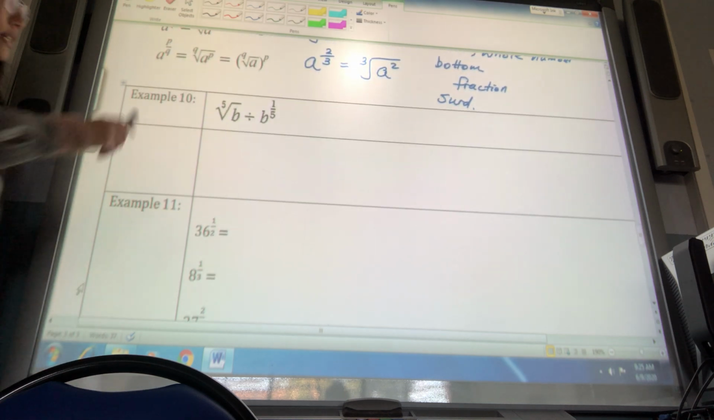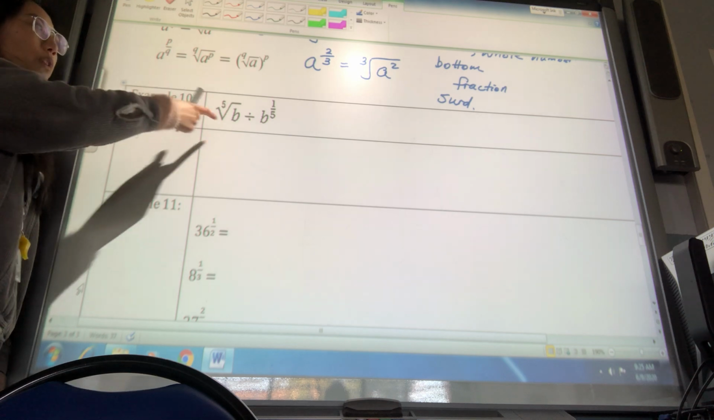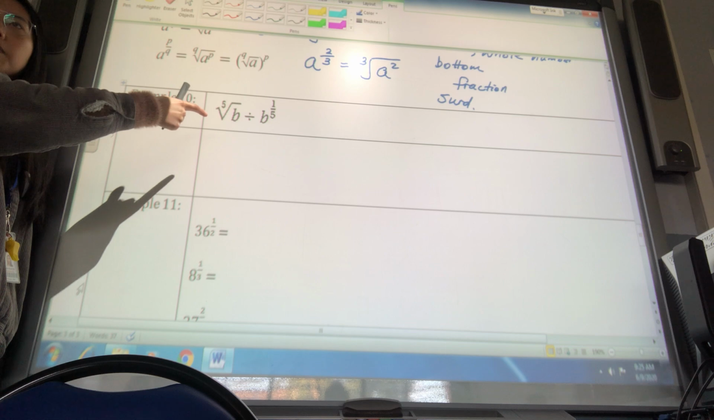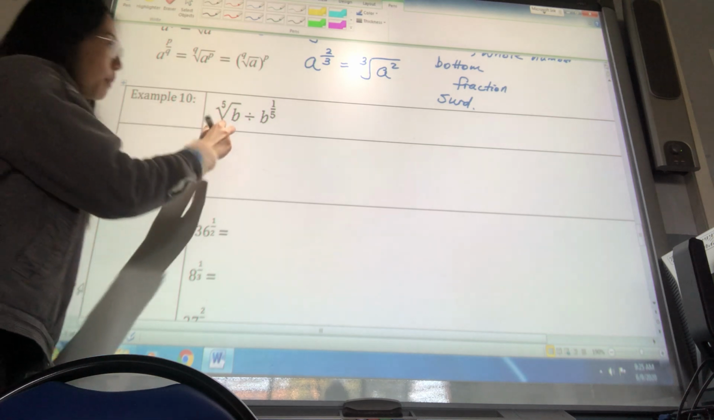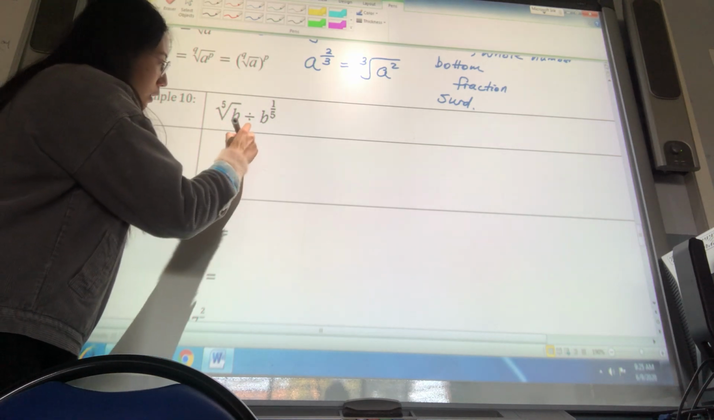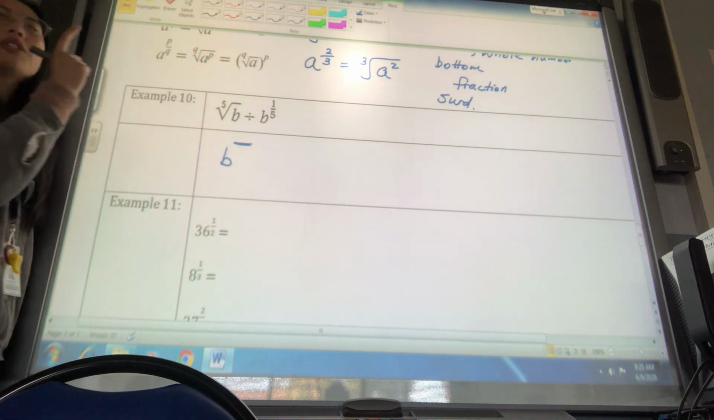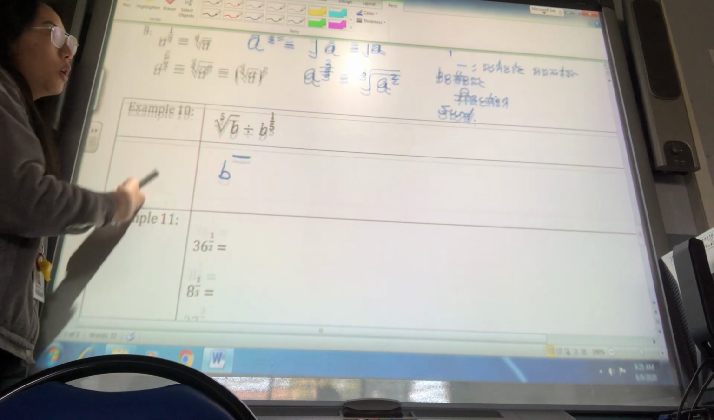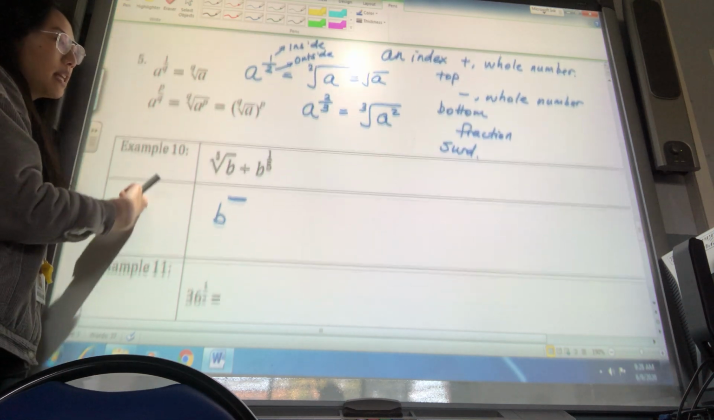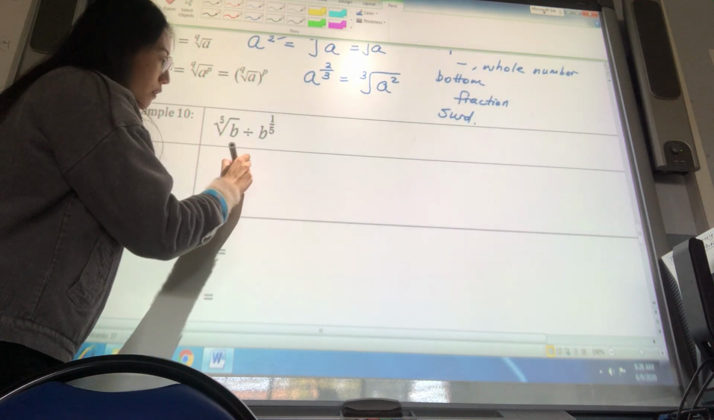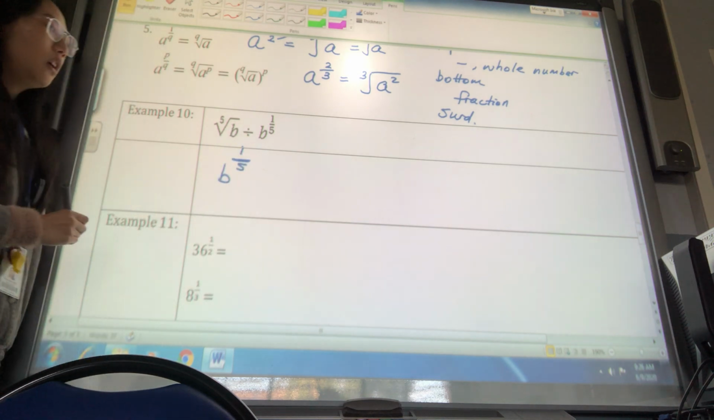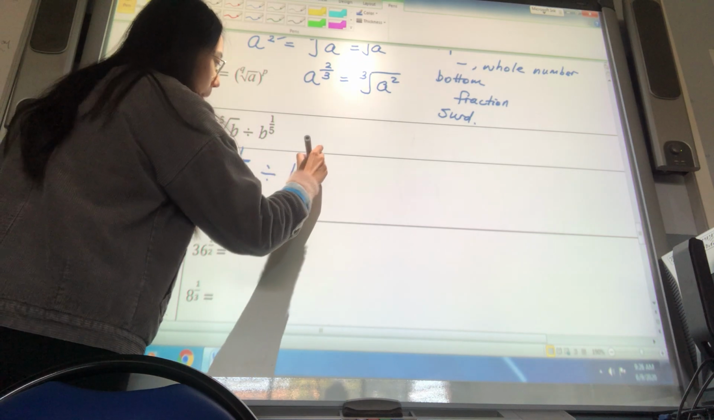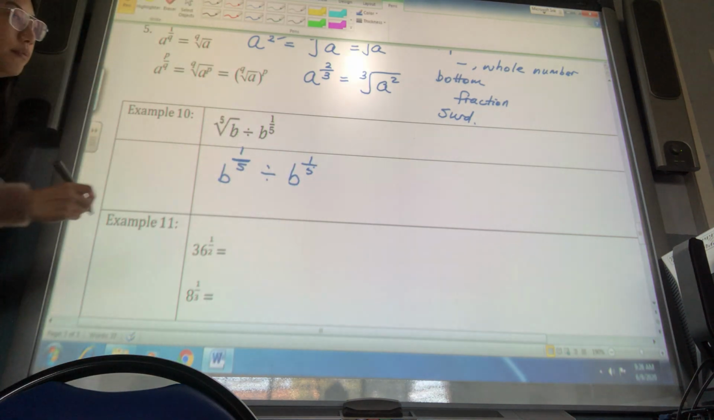So let's say for the first example, how do I rewrite this as an index? Fifth root of b. So it's b to the power of 1 over 5. That's because, first of all, it's a surd, so I know the power is a fraction, right? Whatever that's inside stays on the top. Whatever that's outside stays on the bottom. So it's 5 on the bottom, 1 on the top, b to the power of 1 over 5.